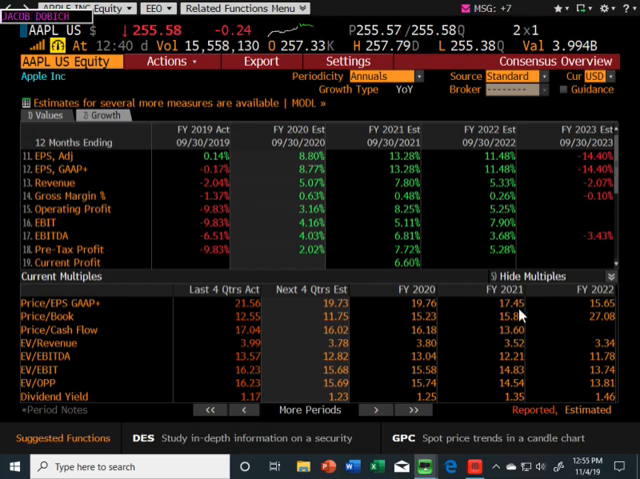PE 17.45. What I'm telling you is in the real world, Apple will not trade at Google's PE because they don't have that growth rate. Apple's growth rate, mid-single digits. Google's growth rate, very high teens.